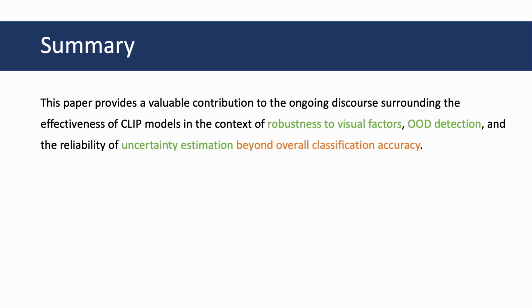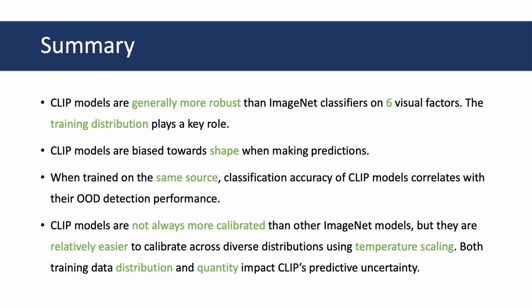In summary, this paper studied the effectiveness of CLIP models in the context of robustness to visual factors, OOD detection, and the reliability of uncertainty estimation beyond overall classification accuracy. We have the following observations. CLIP models are generally more robust than ImageNet classifiers on 6 visual factors. The training distribution plays a key role. CLIP models are biased towards shape when making predictions.